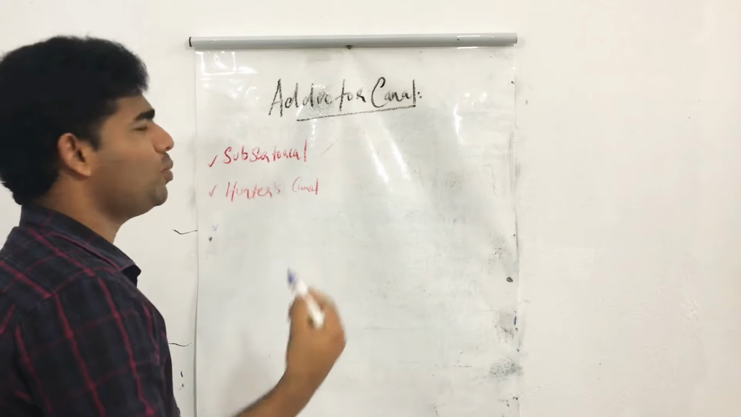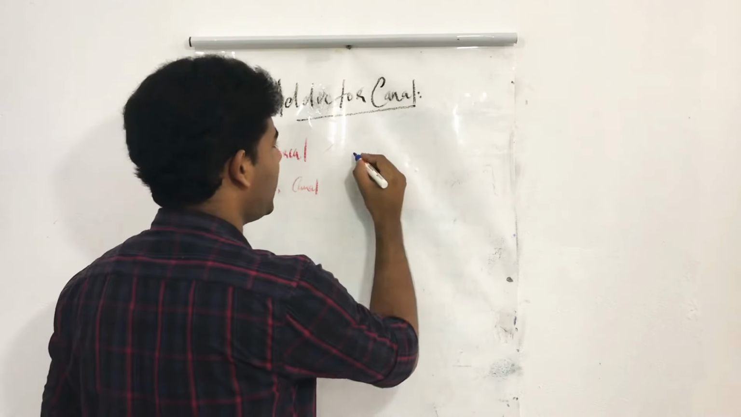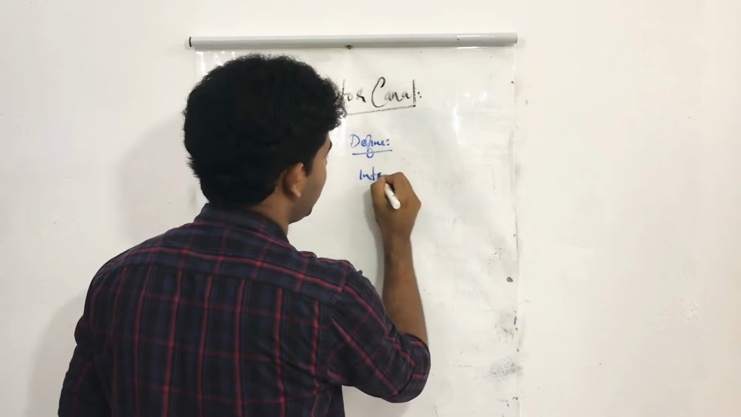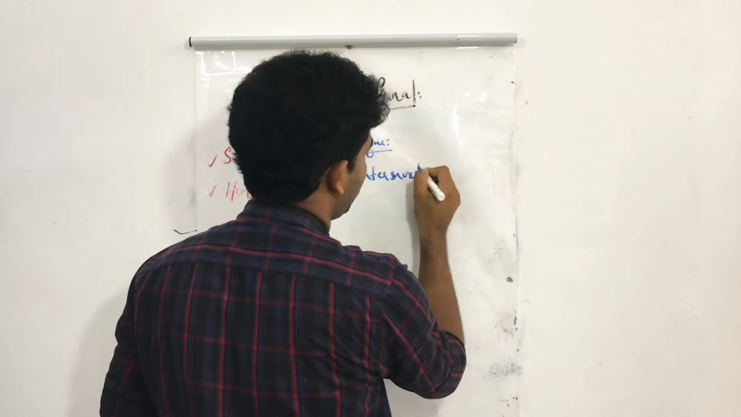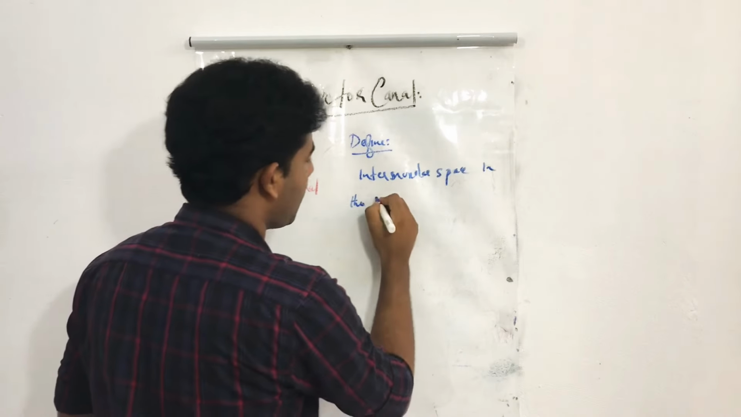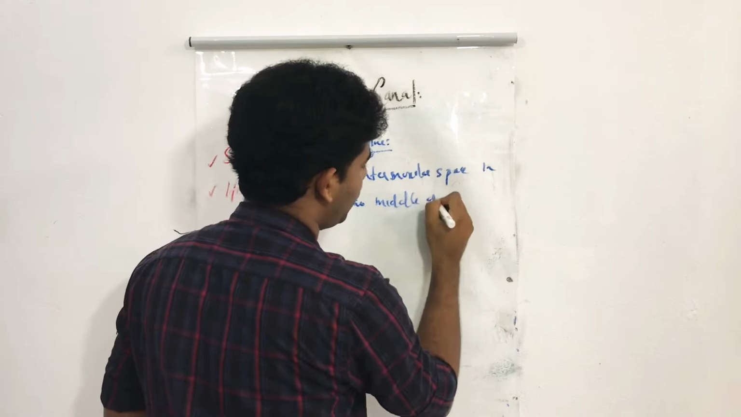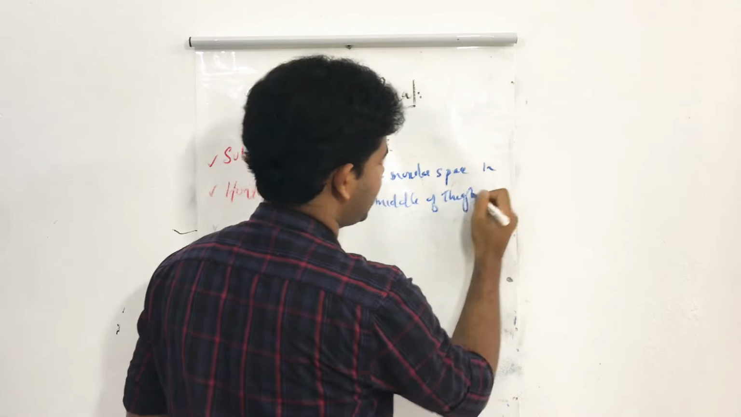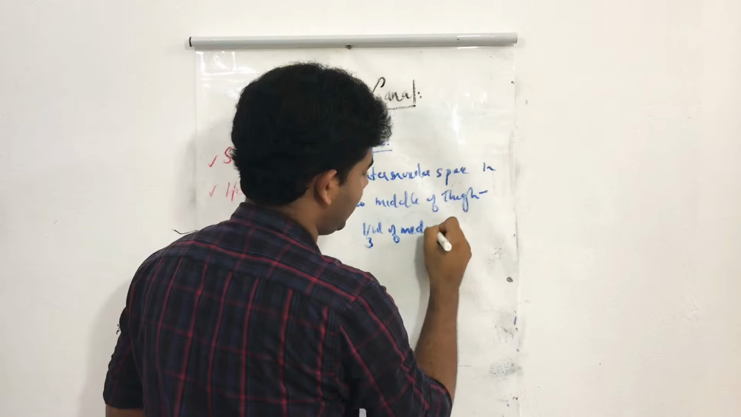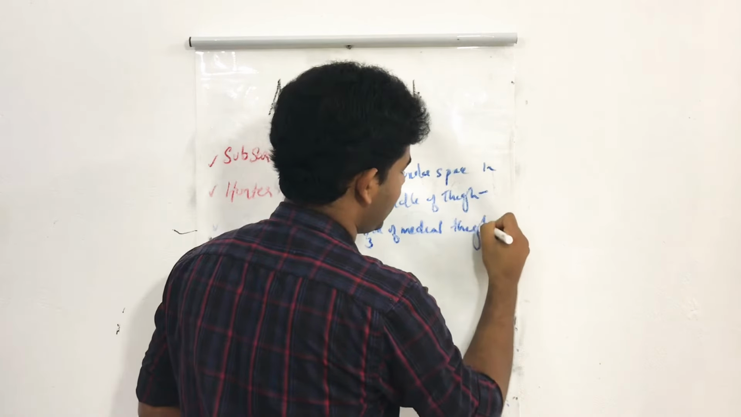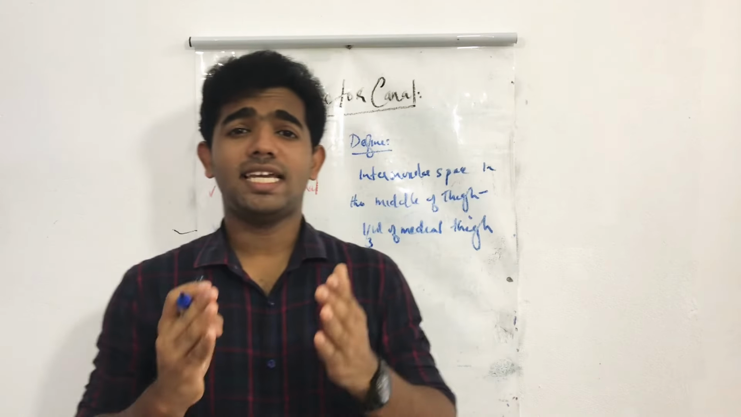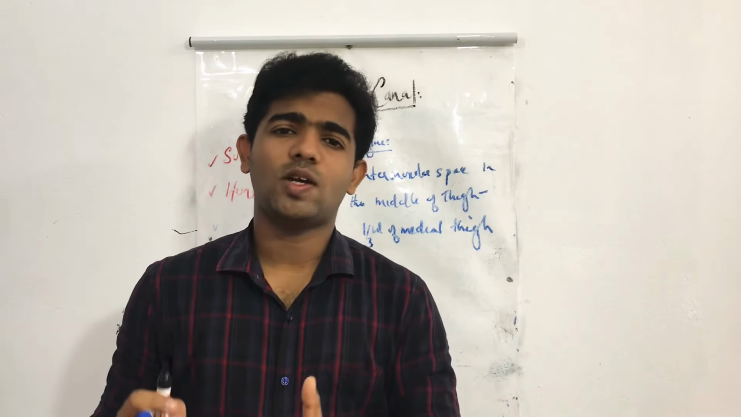Okay, now what do you mean by adductor canal? You define it like this. It is an intramuscular space in the middle of the thigh. Exactly speaking, it is an intramuscular space seen in the middle 1/3 of the thigh.